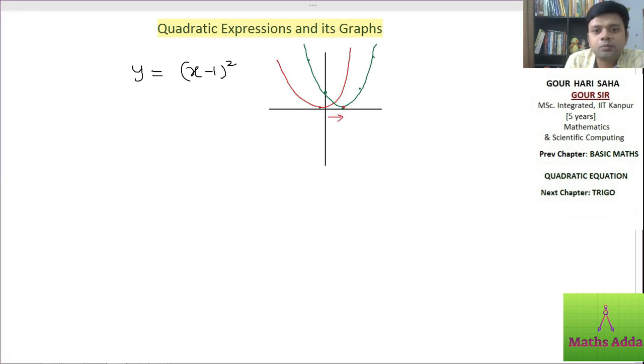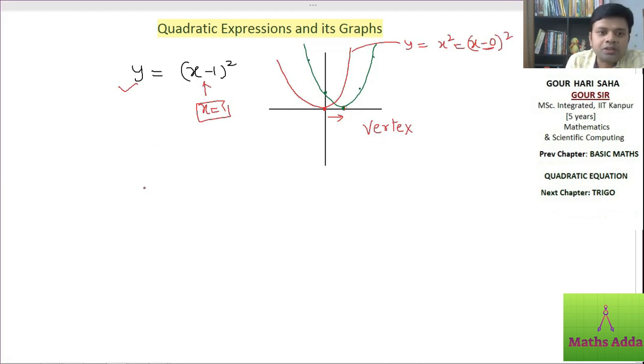This lowermost point has a name, it is called the vertex. So the vertex is at which point? When this becomes 0. It becomes 0 at x equal to 1. So the vertex of this graph is at 1. This is y is equal to x square, or you can say it is x minus 0 whole square, right? So it becomes 0 at x equal to 0. You see, the vertex is at 0.